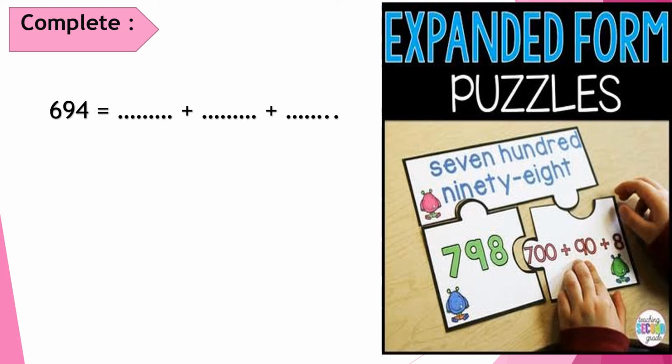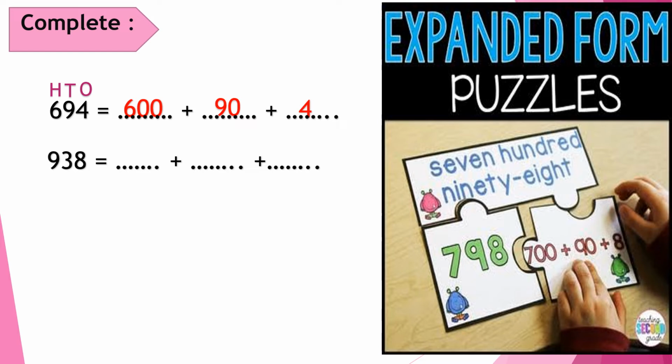Now we have some exercises. Complete. Number 1, 694. We want to write this number in the expanded form. We know that the first digit is ones, the second digit is tens, and the third digit is hundreds. To write this number in the expanded form, we will put 2 zeros to the number in the hundreds. So it will be 600. And we will put 1 zero to the number in the tens. So it will be 90. And we will not put any zeros to the number in the ones. So it will be 4. Then 694 equals 600 plus 90 plus 4.